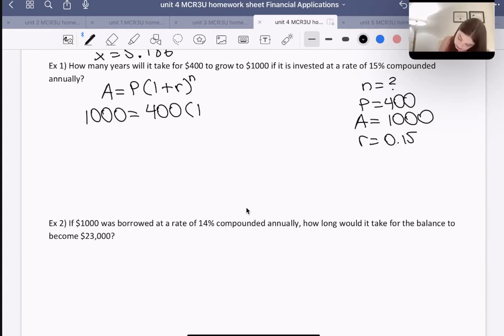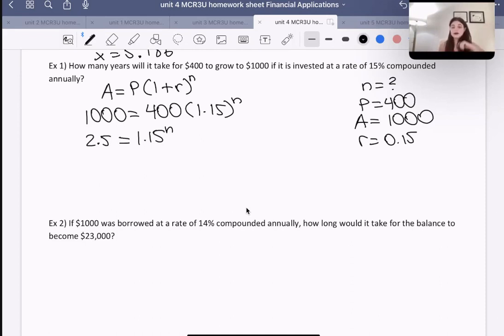1 plus the interest rate, which is 1.15 to the power of N. Then we're going to have 5 over 2 equals 1.15 to the power of N. At this point, I'm going to switch 5 over 2 to 2.5 just because I would like everything in decimals as opposed to having some fractions and some decimals, but it is going to be the same thing, right?